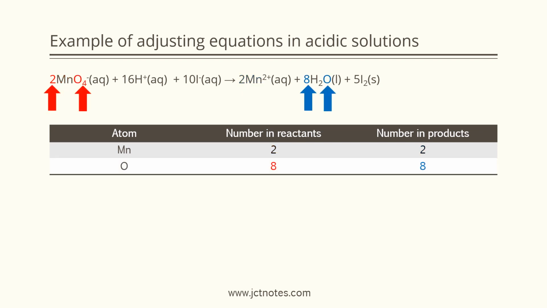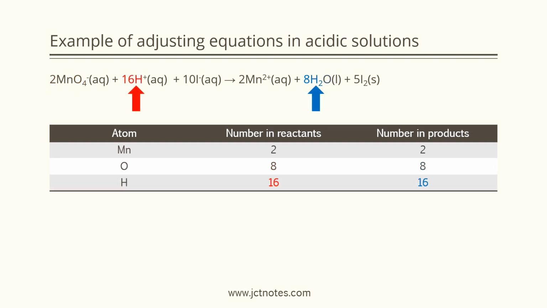We balance now the atoms of oxygen. On the reactants, we have 4 atoms for each molecule of permanganate. As we have 4 permanganate molecules, we have a total of 8 oxygens. On the products, we have 8 molecules of water, each contributing with 1 oxygen, therefore 8 oxygens.